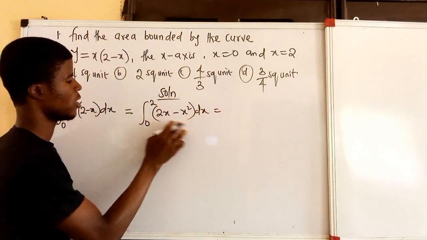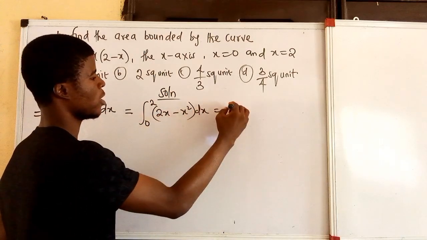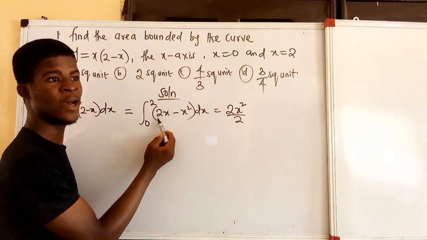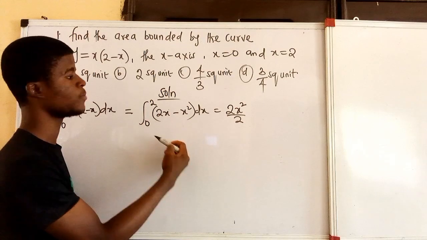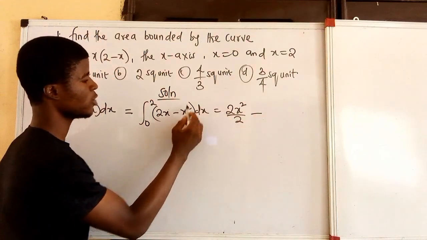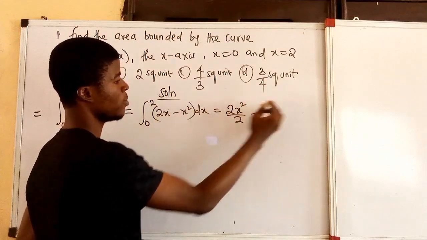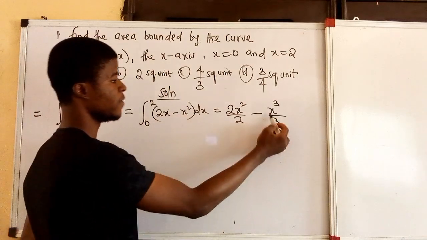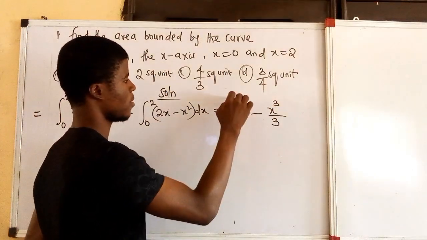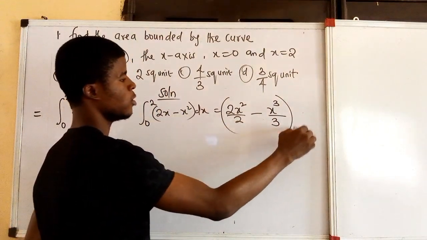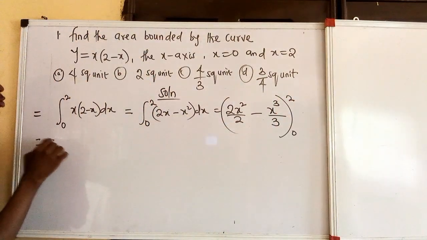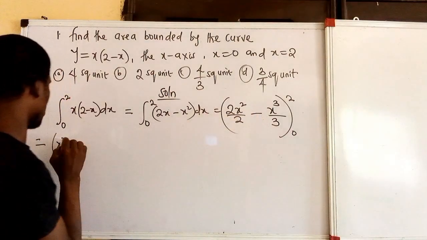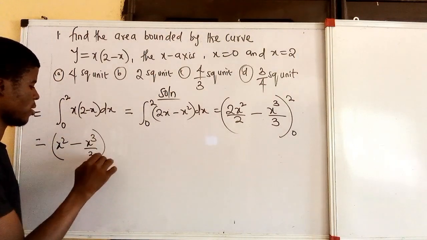So let's integrate this. I will integrate 2x, I'll get 2x squared over 2. By the law of integration, I will add 1 to the power and divide by 1 plus the power. Minus, integrate x squared, that will be x cubed all over 3. Add 1 to this power, it becomes 3. Then divide by the resulting power, from 0 to 2. So that simplifies to 2x squared divided by 2 is x squared. Then minus x cubed over 3 from 0 to 2.